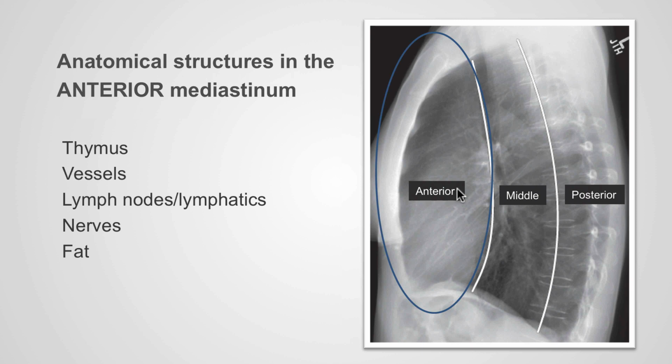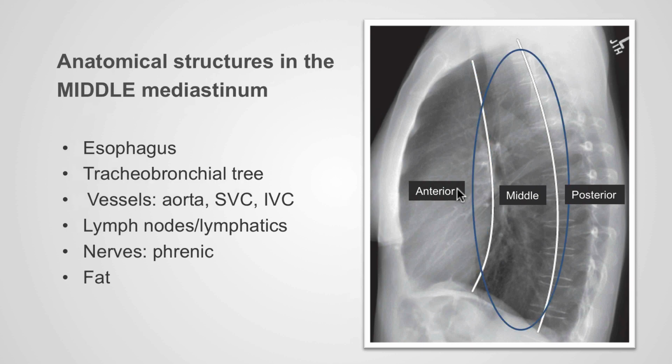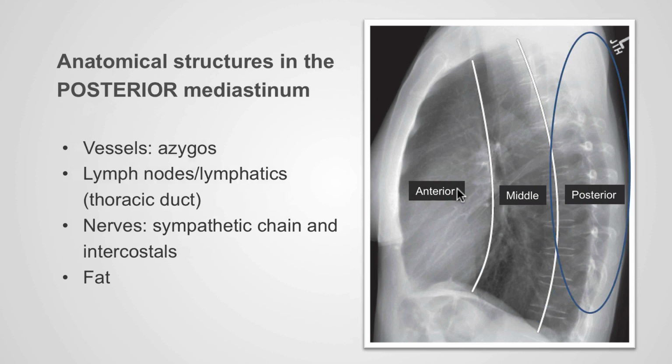Within the middle mediastinum, we have the esophagus, we have the tracheobronchial tree, we have blood vessels, we have the aorta, the superior vena cava and the inferior vena cava. We also have lymph nodes, nerves, and fat. Within the posterior mediastinum, we have vessels, we have lymph nodes, we have fat, but we also have nerves. We have the sympathetic chain, and we have the intercostal nerves.